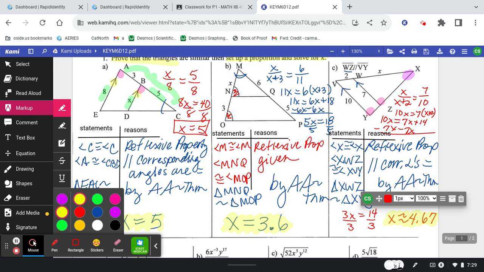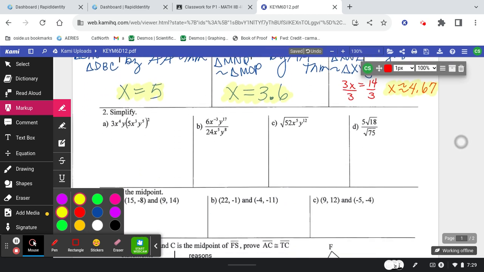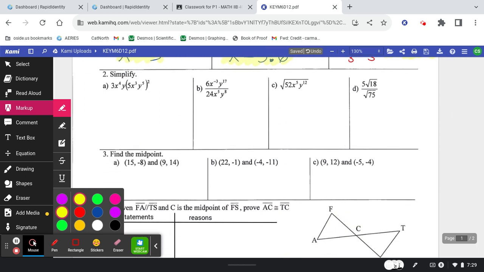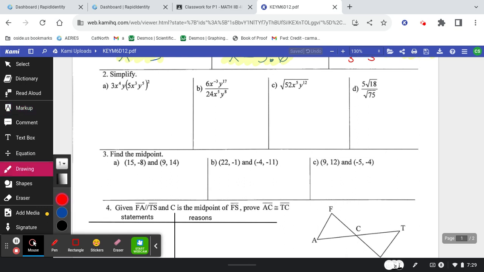All right, how are you doing on setting up the proportions? How are you doing on the proofs? There's going to be 2 of those on the upcoming test. All right, next one is a reminder of first semester radicals and exponent rules. Let's see how you do.